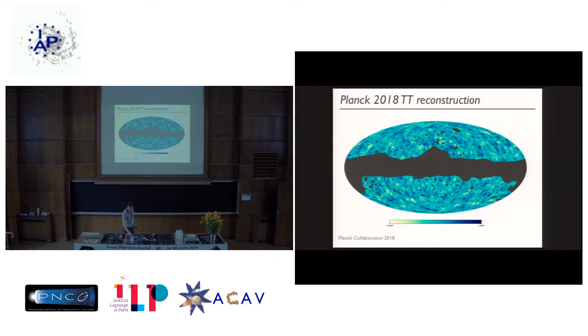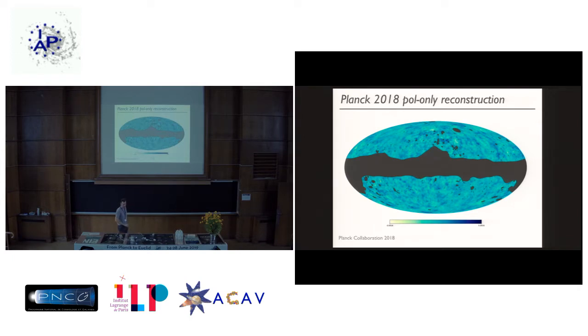This shows what you get if you just use the temperature information, and this is what you get if you just use polarization. Because these maps have been filtered, the noisy modes are filtered out, so you see very little small-scale information in this polarization map, where it will be very noisy.